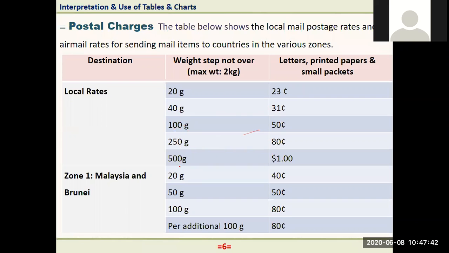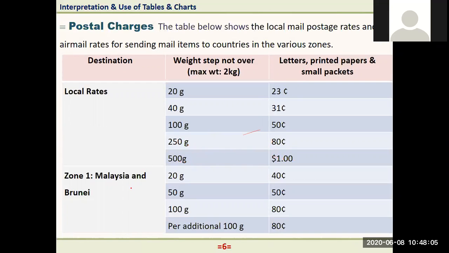Between 250 and 500, it is $1. And how about more than this? You just split it into different categories and charge. For example, you have 750 grams. What is it? It is 500 plus 250. The first 500, it is $1. The next 250, it is 80 cents.